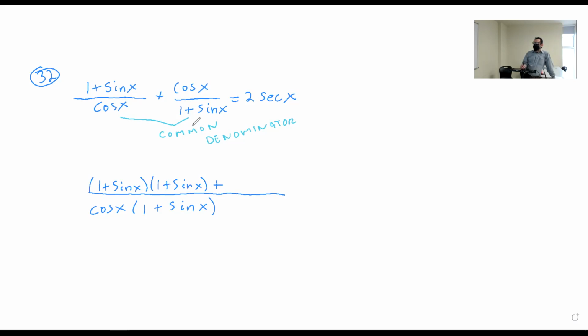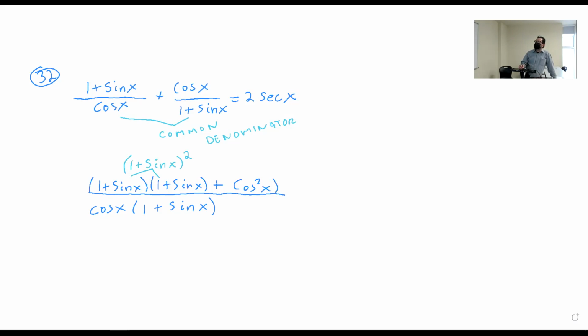For the second factor, the cosine of x multiplied by 1 plus sine of x, what's missing is the cosine of x multiplied by cosine of x. That's going to be cosine squared of x. And actually what we have here is 1 plus sine of x squared. It's the same factor.